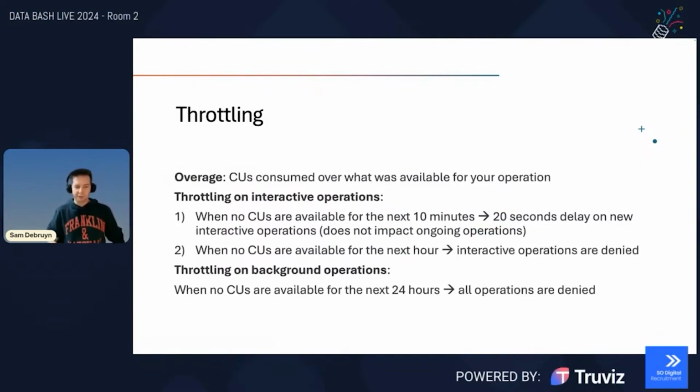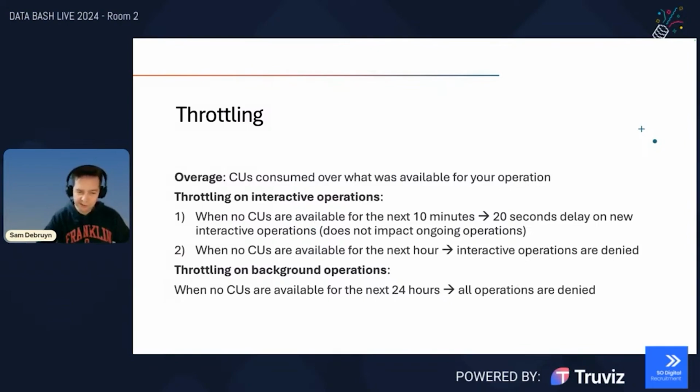What might happen while throttling? If you consume more capacity unit seconds than what you had available, because maybe you ran lots of different background jobs, and after adding them up, they consume more than, for example, for the F8, almost 700,000 capacity unit seconds, Fabric will throttle you. At first, you'll see that in the interactive operations, so Power BI, you'll see a 20 second delay on everything. It does not impact the ongoing operations, only the new things you do. So if you slice and dice, you wait 20 seconds before you see the result.